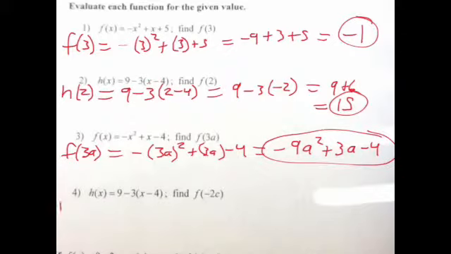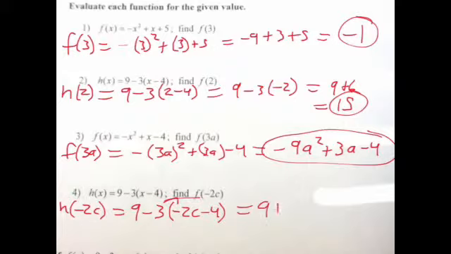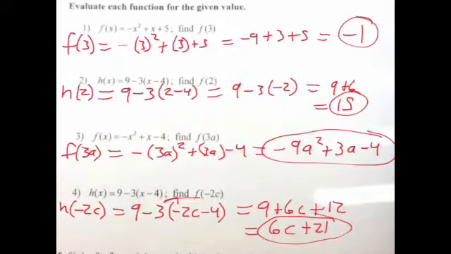And then on 4, if you want to get h of negative 2c, you take this x and put negative 2c there. So it's going to give you, in the parentheses, negative 2c minus 4. Distribute that 3 through, and that'll give you 9 plus 6c plus 12. Combine like terms, which will give you 6c plus 21. So there's answers for those.